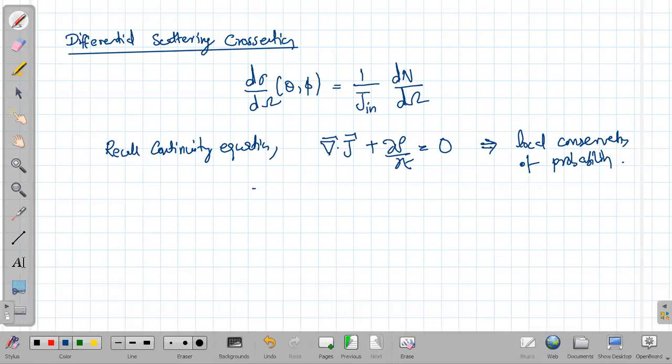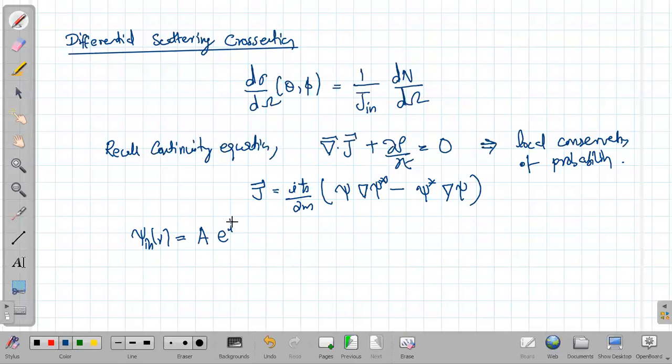Okay, now what was j here? j takes the form i h cross by 2m, psi del psi star minus psi star del psi. Since we know the incident wave function, psi_in of r is simply a e raised to i k dot r, and I can easily find the incident flux. So the incident flux will take the form i h cross by 2m a e raised to i k dot r.